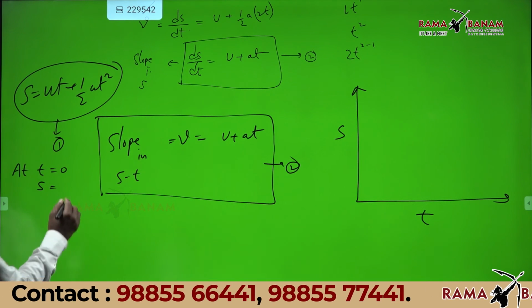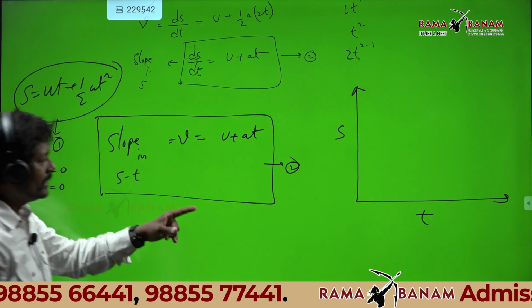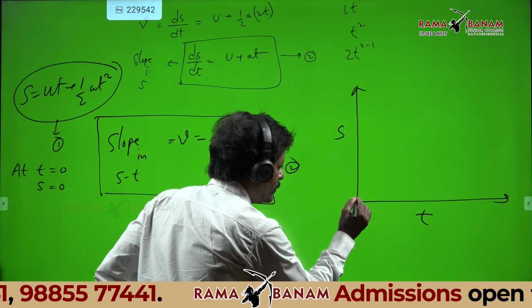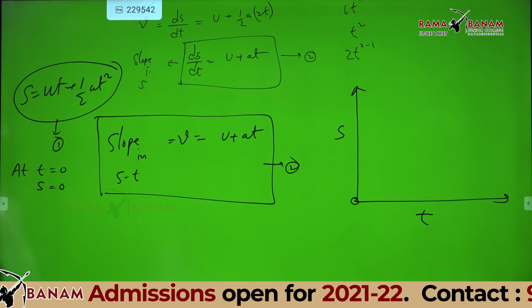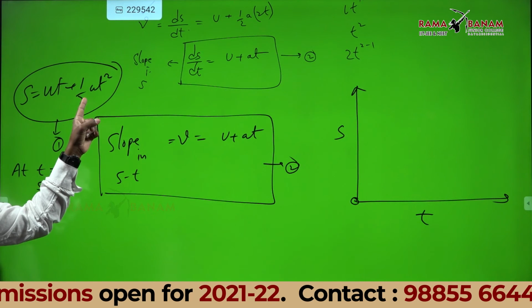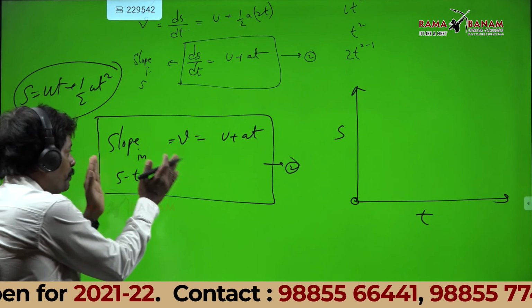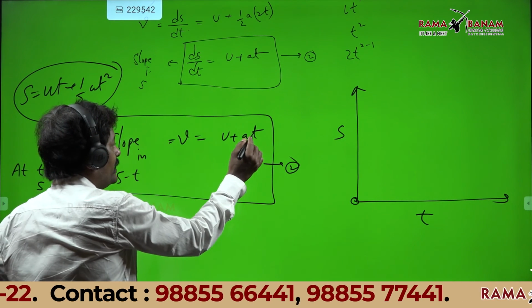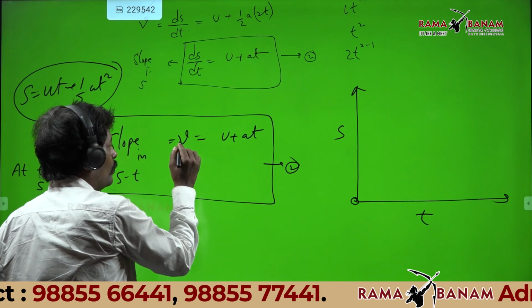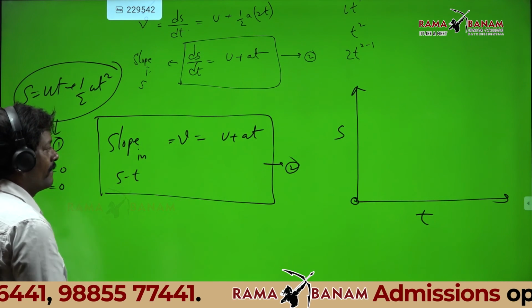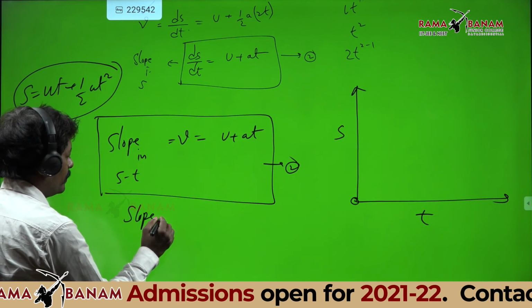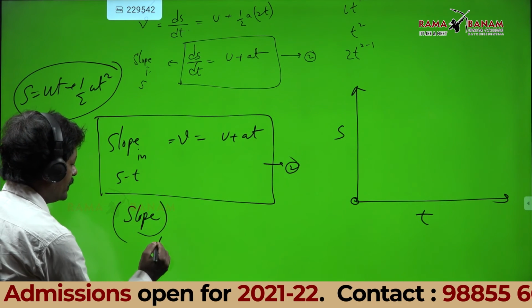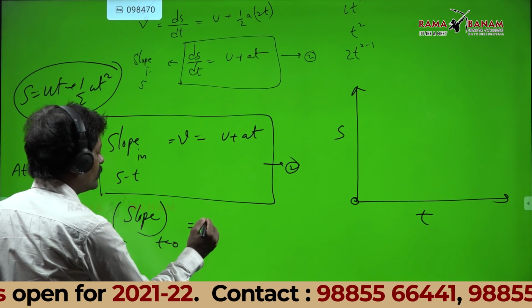Zero. That means the coordinate should be here. At t equal to 0, s is 0. From the slope equation, at t equal to 0, what is the slope? U. Very good. Slope at t equal to 0 is u.